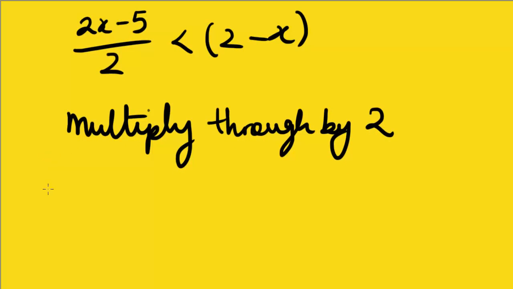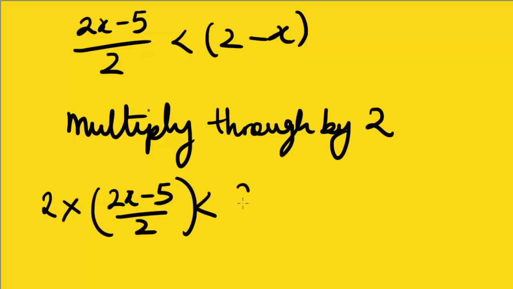So I multiply both sides by 2. I'll show you the multiplication just for the sake of not skipping steps. So multiply both sides by 2, as you can see here.